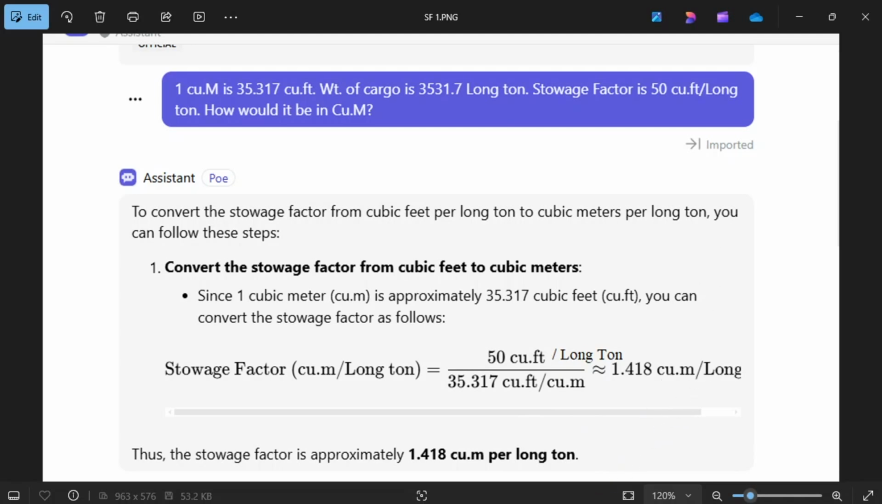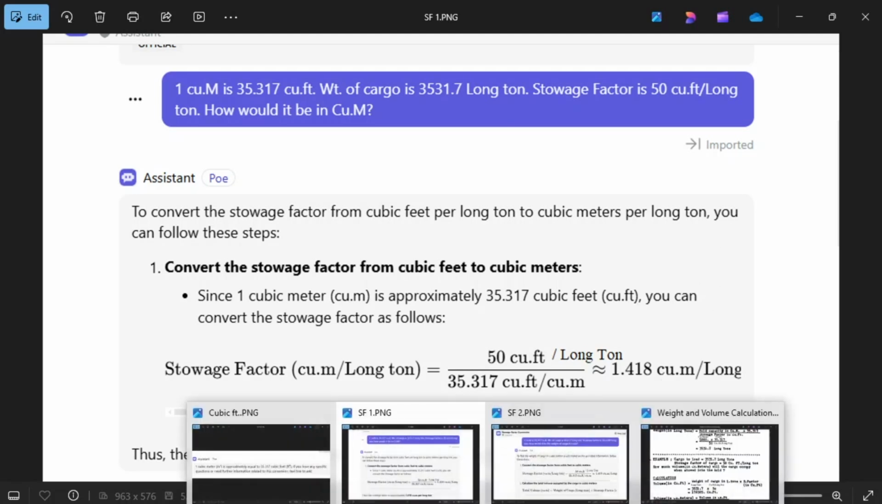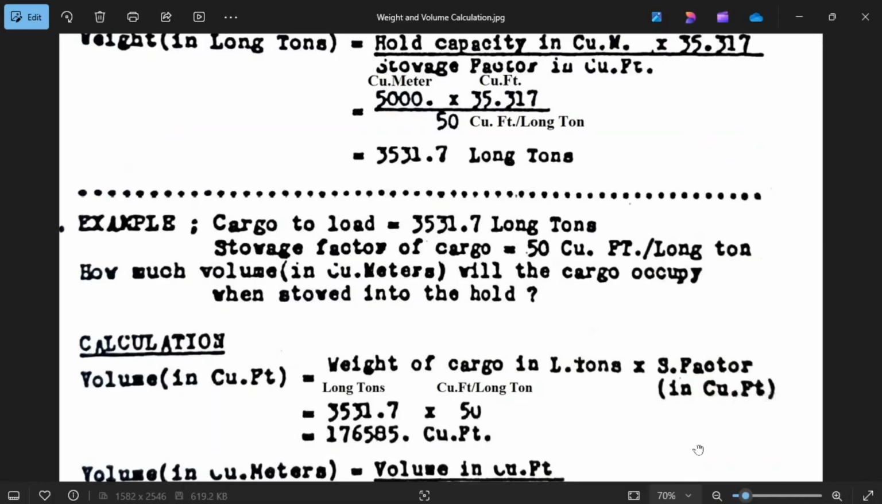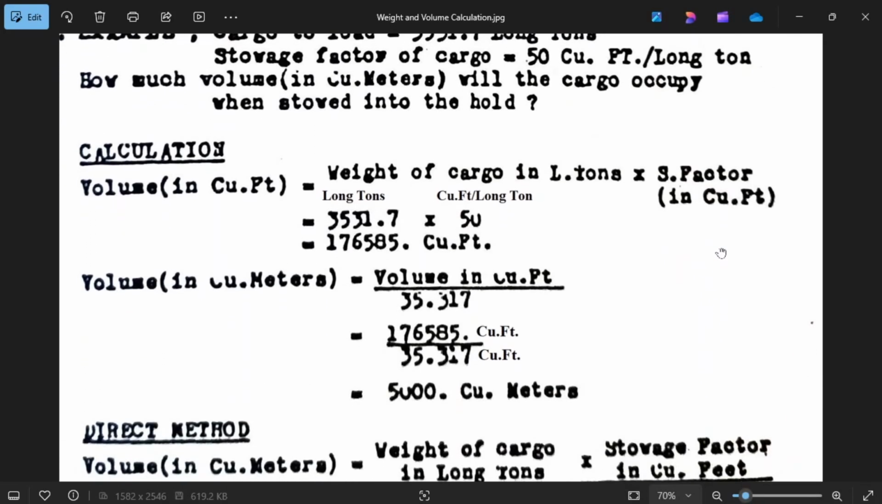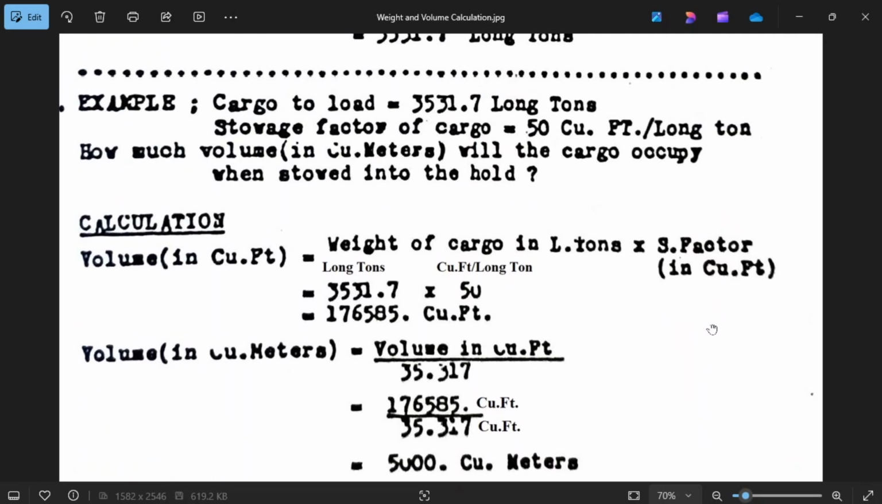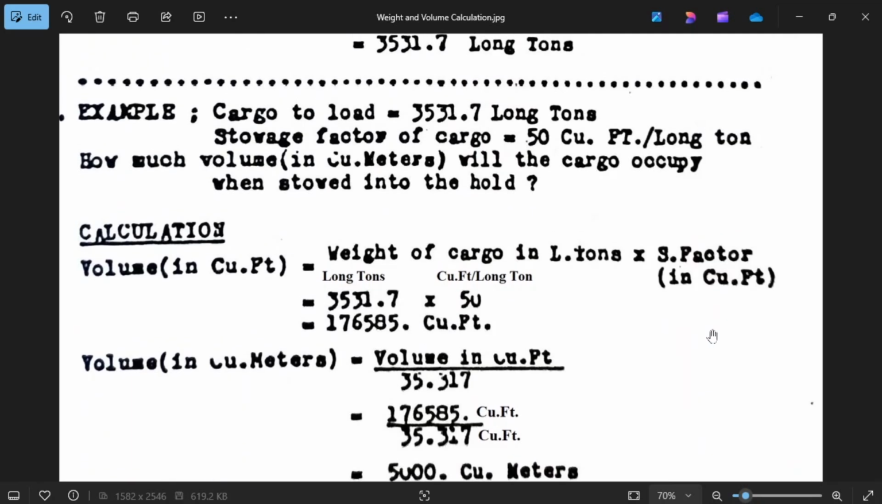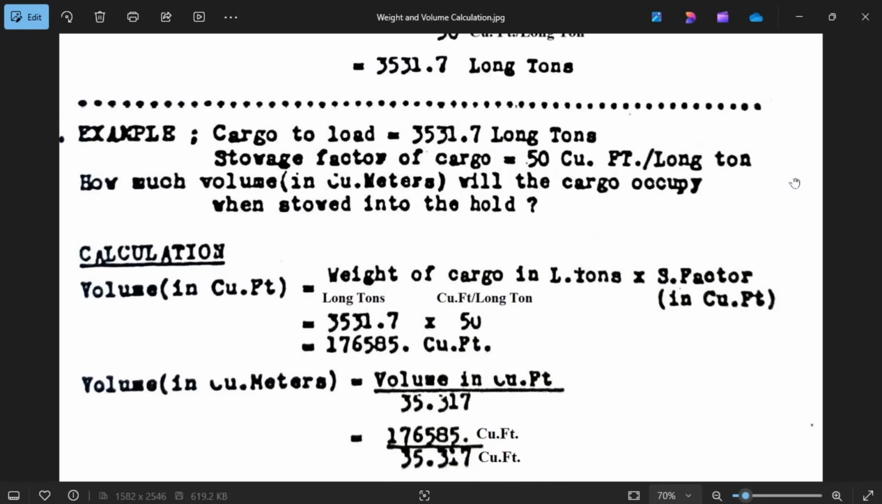Okay. Let's skip this one, guys. Let's go to sample number 2. Now, in sample number 2, your cargo to load is 3531.7 long tons, which is this one, guys.